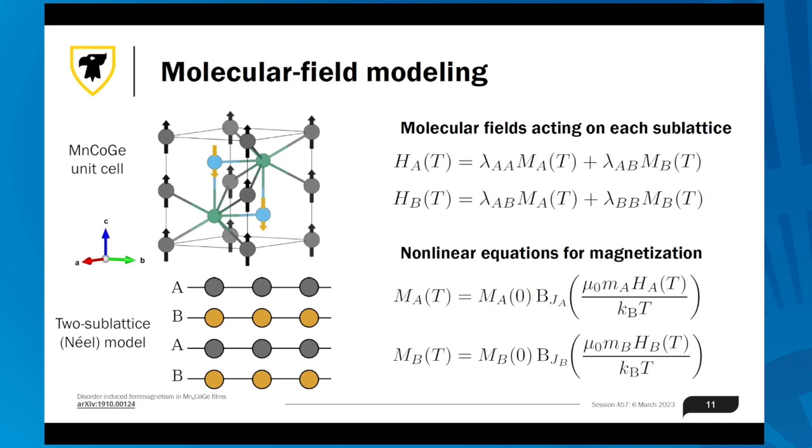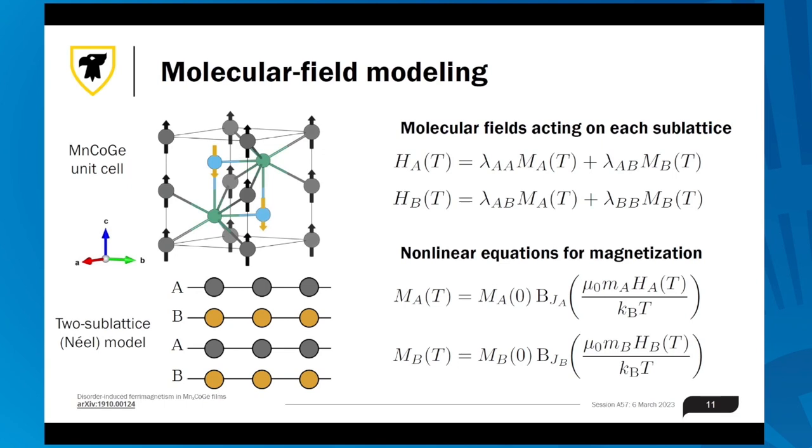We also performed a mean field model to help quantify the effect of these manganese disorder, as well as to show that this is indeed ferrimagnetism for all samples. So what we do is we transform this manganese cobalt germanium unit cell into a 2 sublattice model. So we use the Néel model here. And so our 2 sublattices are as follows. We have the A sublattice, which consists of atoms on the 2A site. And then we combine all of the atoms on the 2C and 2D sites into a B sublattice.